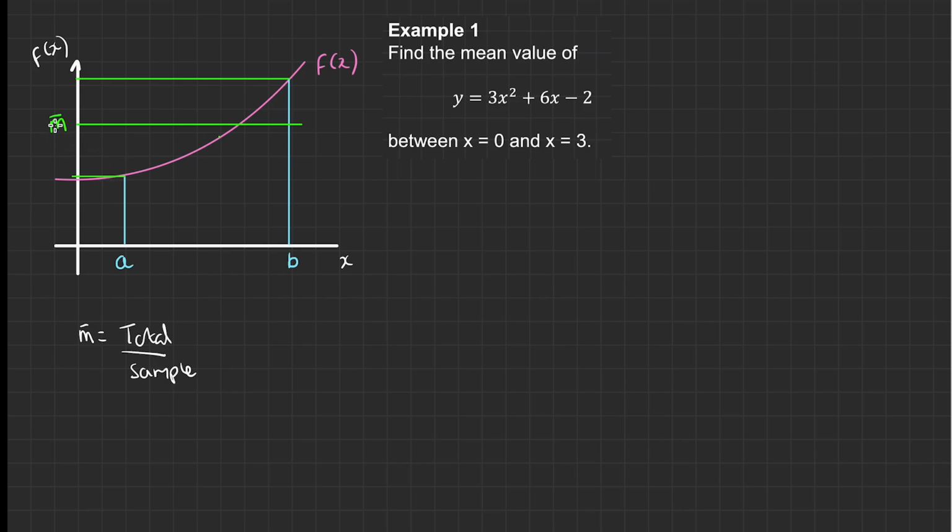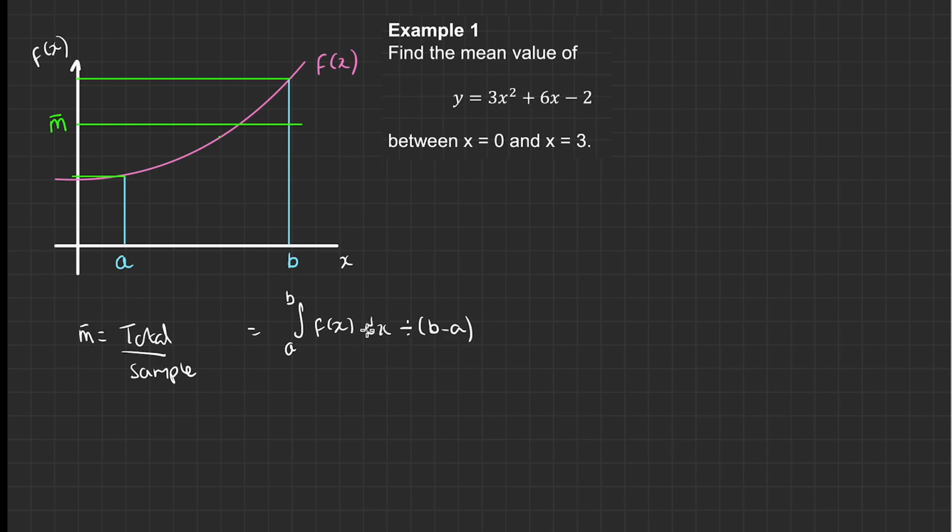And because m hat is a y value, what we need is the total of all the infinite y values between a and b. But that's exactly what integration gives us. It gives us the sum of all the y values within that range. So the total will be the integral between a to b of f of x with respect to x. And then this will be divided by the sample size, where the number of values you've got between b and a is the difference between b and a. This will be divided by b minus a.